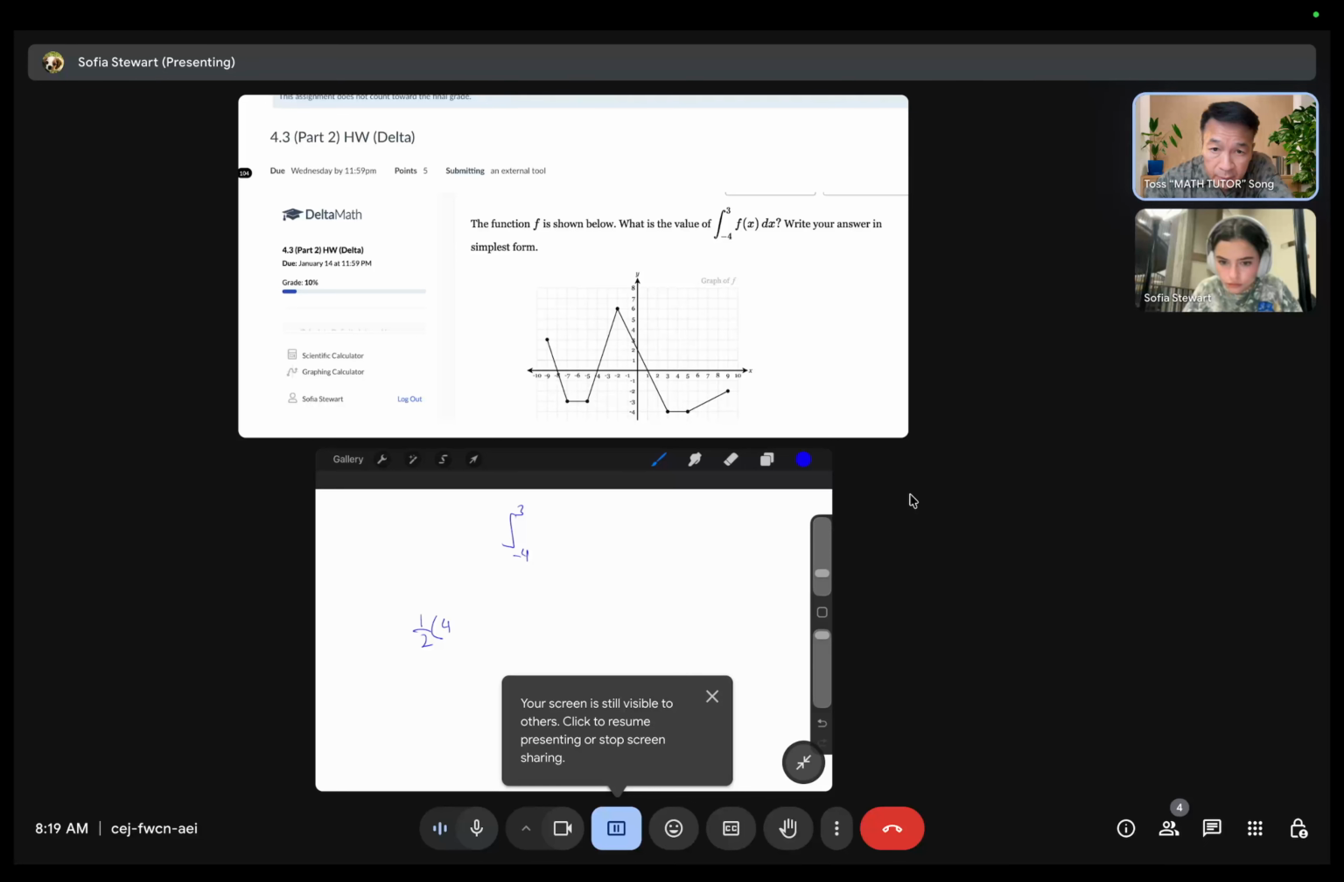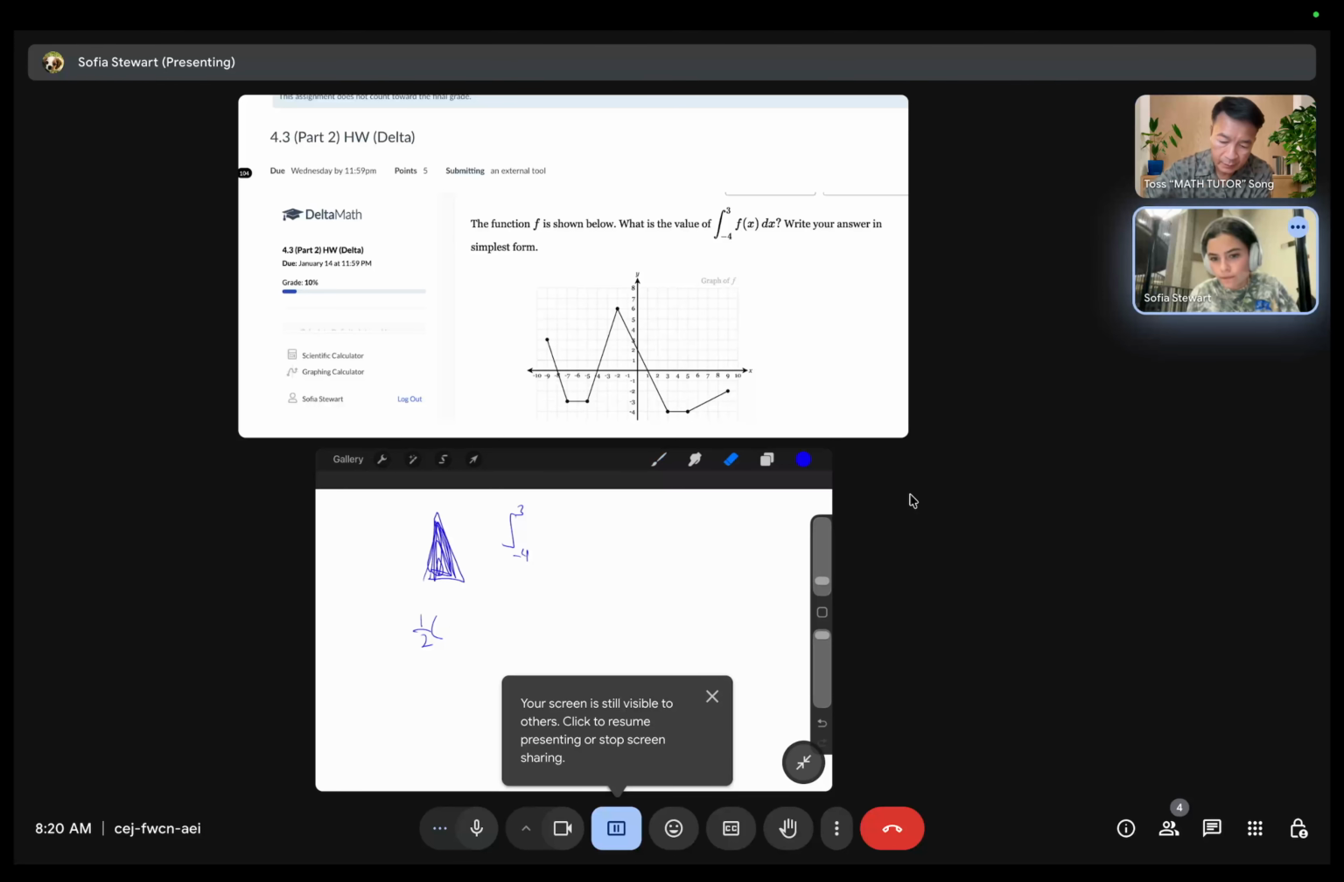For the top triangle, right? Mm-hmm. So it's going to be 1/2 times the base. The base looks like it's 5, isn't it? For the base of the triangle here, it'll be 5. The height will be 6.